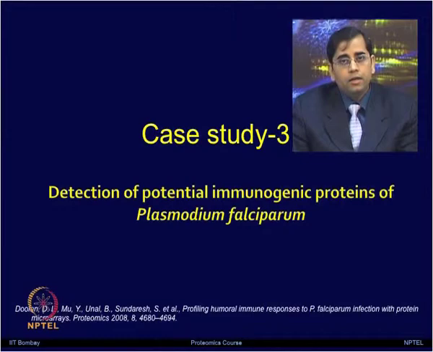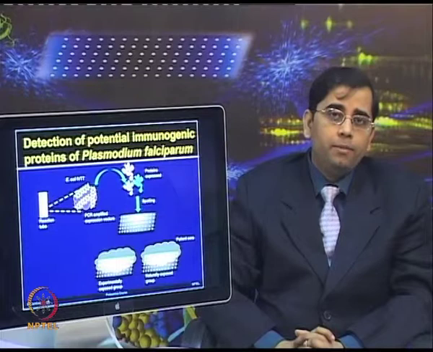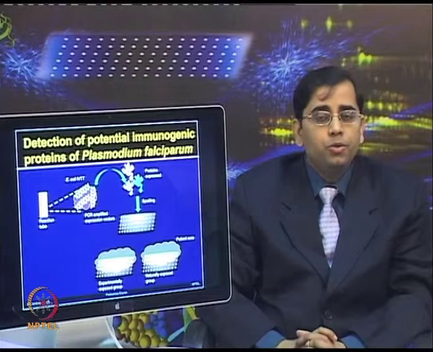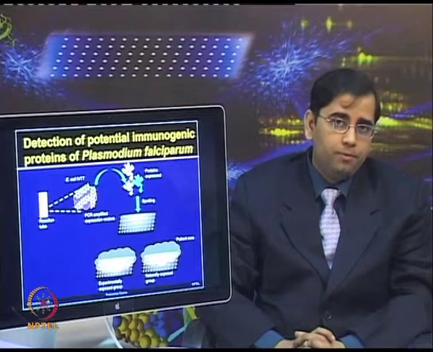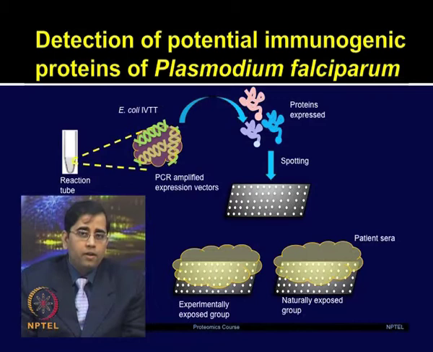So, Doolan et al. used E. coli based cell-free in vitro transcription and translation based system to produce 250 Plasmodium falciparum proteins generated by the polymerase chain reaction and recombinational cloning approaches. After synthesizing the protein from these 250 ORFs, authors profiled antibodies that develop after natural or experimental infection or after the vaccination with the attenuated organism.